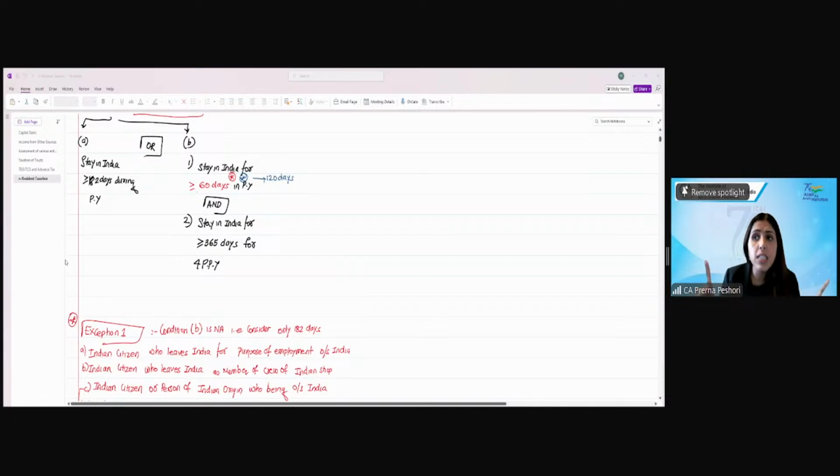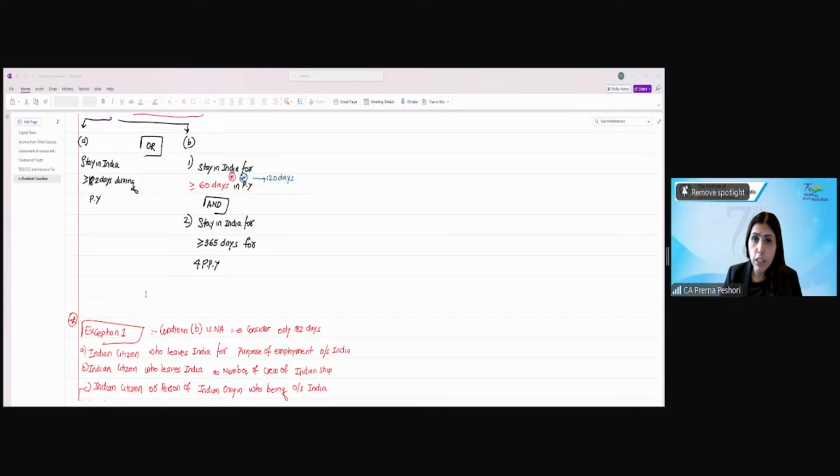I'm not an Indian citizen. My parents are Indian citizens. I've been resident in India for all this while. Now I feel I'll go to some other country for the purpose of employment. So what is the number of days that you will consider for me? 182 days, ma'am. No. We'll consider both the conditions, isn't it?